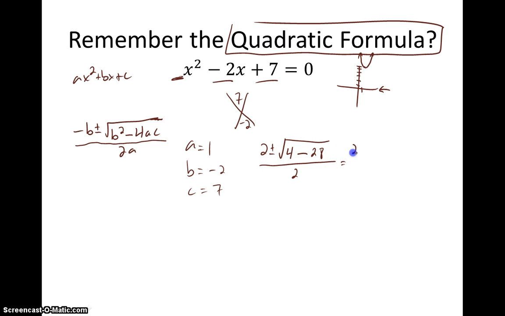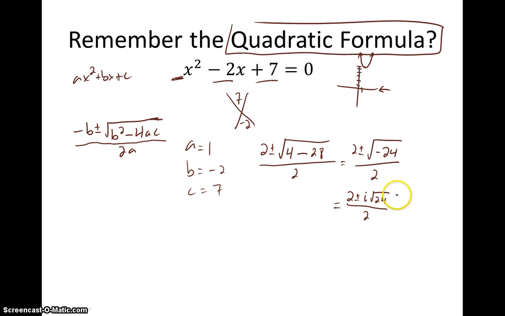So that's 2 plus or minus the square root of 4 minus 28, which is -24, and that's all divided by 2a, which is just 2. So the square root of -24. We have a square root of a negative number here, so we need our imaginary numbers. So this is going to be 2 plus or minus i times the square root of 24. Remember, if we have the square root of a negative number, we can just pull out an i. So now it's positive 24, all divided by 2.